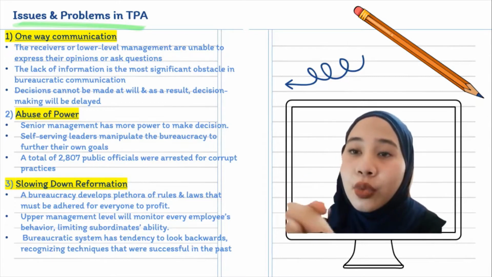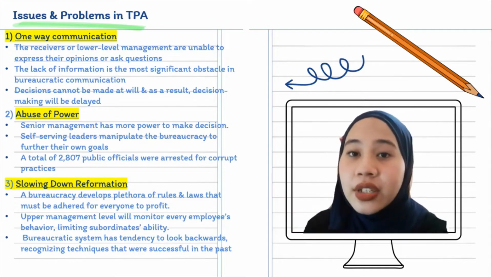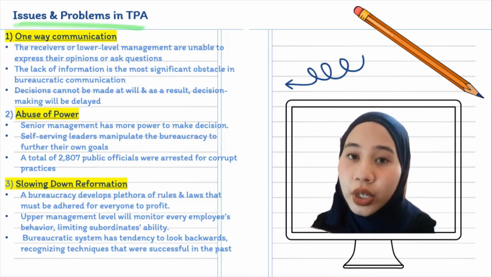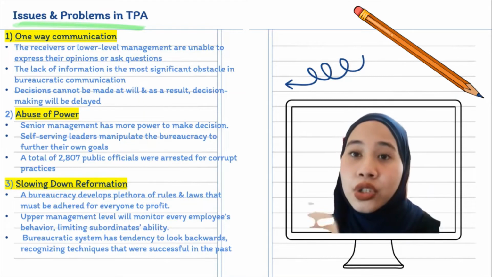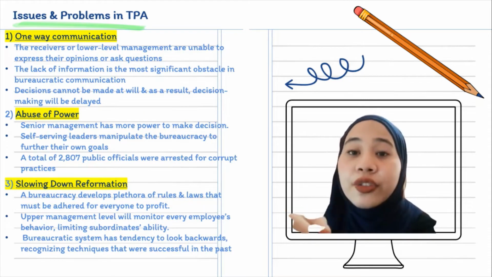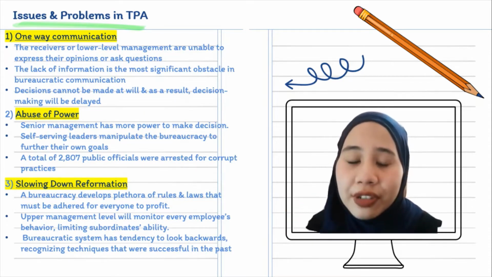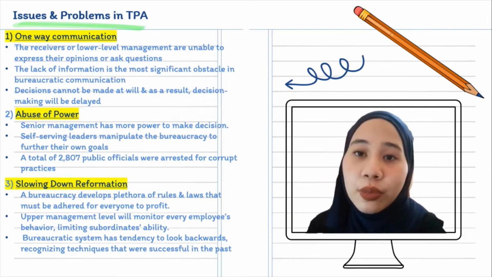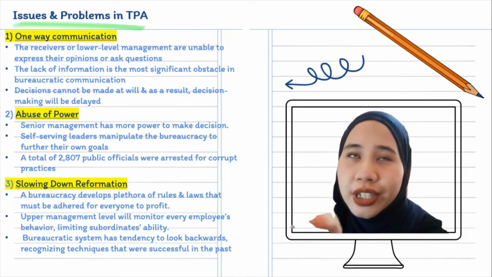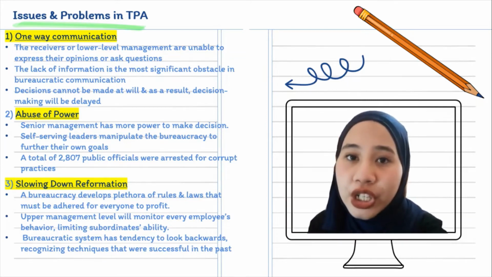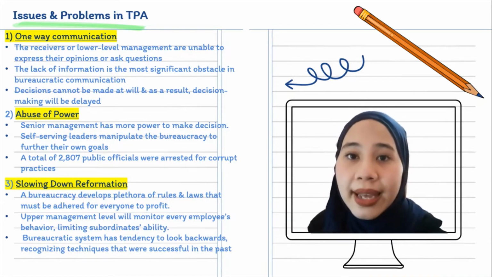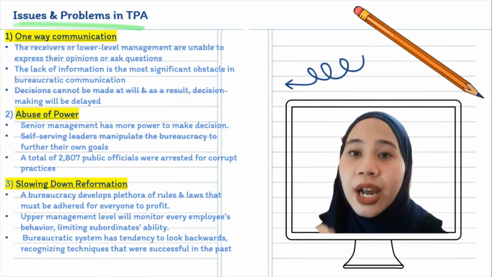First, one-way communication. The receivers or lower level management are unable to express their opinions or ask questions. Workers may feel suffocated, constrained and underappreciated if they are unable to provide feedback. The lack of information is the most significant obstacle in bureaucratic communication. This could be due to the fact that communication is strictly downward, turning the entire information transmission process into one-way communication, excluding feedback and inhibiting information transmission upwards.